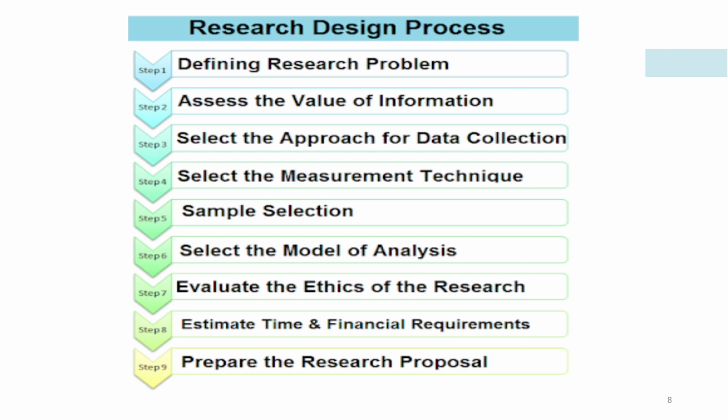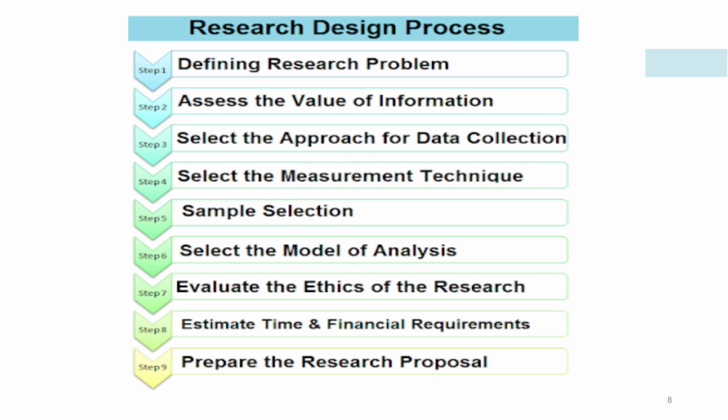Next is the research design process. The stages in the process of research design are interactive in nature and often occur at the same time. Designing of the research study follows a given process. Steps in research design include defining the research problem, assessing the value of information, selecting the appropriate data collection, selecting the measurement technique, sample selection, selecting the model of analysis, evaluating the ethics of the research, estimating the time and financial requirements, and preparing the research proposal.